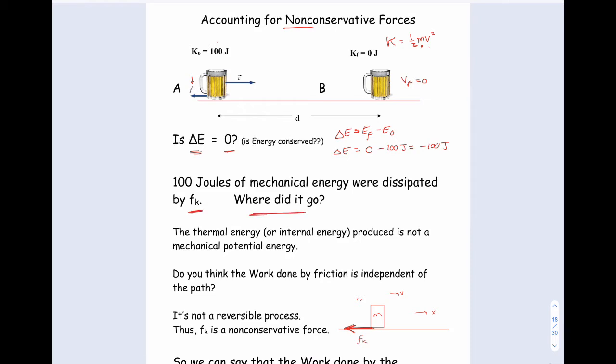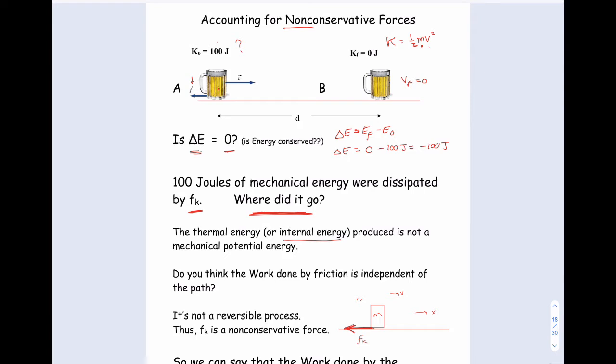Now, where did that 100 joules of kinetic energy go? Well, the mug gets hot and the table gets hot. If you take something and slide it across the table, you're going to generate heat. For example, take your hand and slide it across the table a bunch of times quickly. Your fingers are going to get warm, the table's going to get warm. The book calls that an internal energy. You might remember that from a chemistry class. So that's a thermal energy.